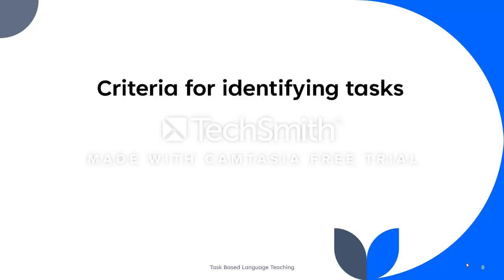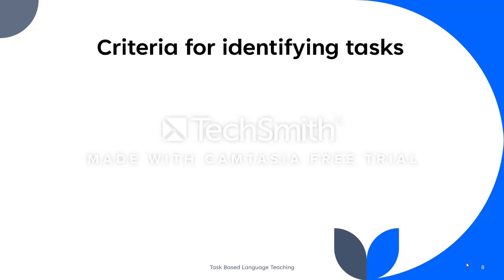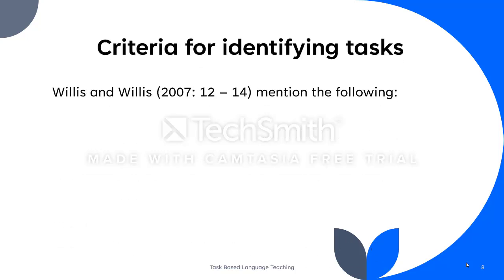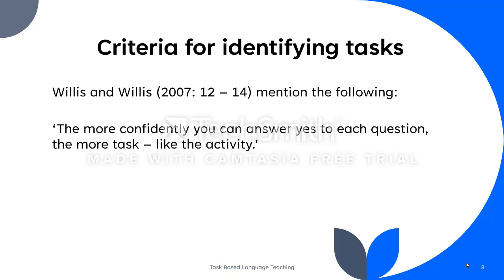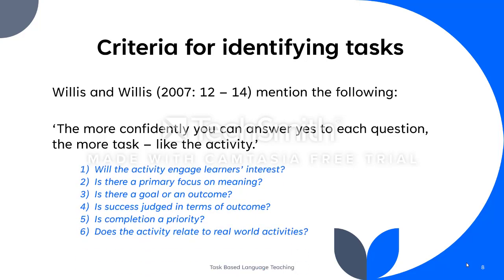Let's look at some criteria for identifying tasks. There are 6 questions that Dave and Jane Willis mention. And the more confidently we can answer yes to these questions, the more task-like the activity is. So here are the 6 questions.